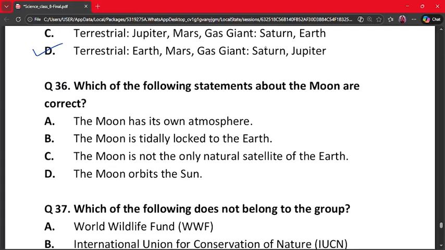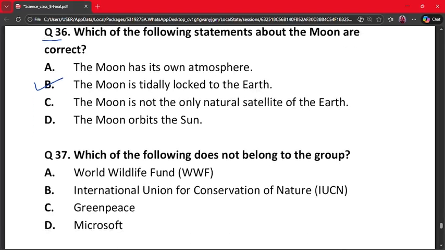Our next question is question 36. Which of the following statements about the moon are correct? A. The moon has its own atmosphere. B. The moon is tidally locked to the earth. C. The moon is not the only natural satellite of the earth. D. The moon orbits the sun. The correct answer is option B, because the moon is tidally locked, meaning the same side always faces earth. Hence option B is the correct answer.